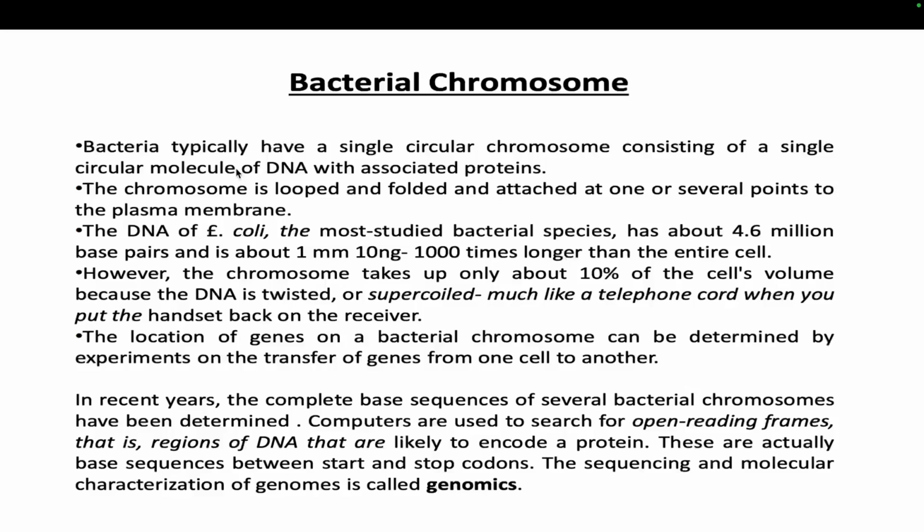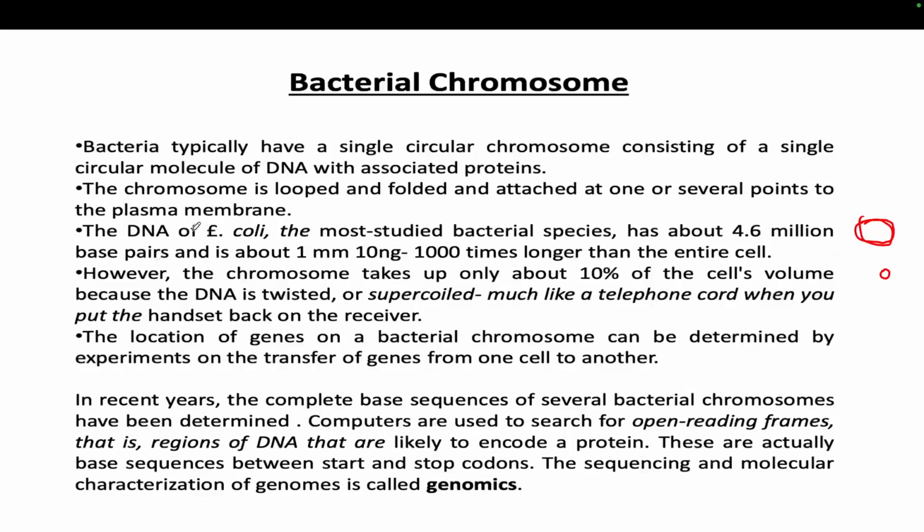Bacteria are typically single-celled prokaryotes, a single cellular organism with a single circular chromosome, consisting of a single circular molecule of DNA associated with proteins. Apart from its own bacterial chromosome, there is also a small extrachromosomal DNA called the plasmid. This is the bacterial chromosome, which is circular in nature and associated with certain types of proteins.